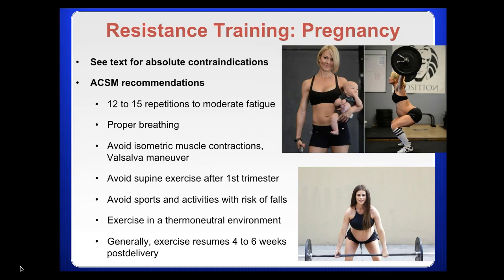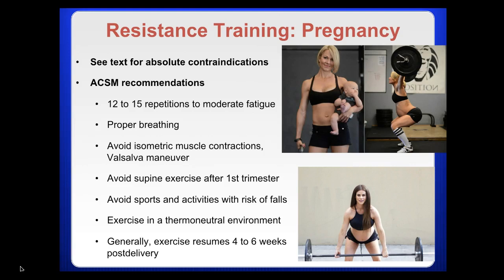You also want to avoid supine exercises after the first trimester. Women who are pregnant after the first trimester should limit or not at all lay on their back in the supine position, because the uterus falls back onto our blood vessels and stops the blood flow back to the heart. They also want to avoid sports and activities if there's a risk of falling, and make sure that the environment is thermoneutral. Once a woman has delivered her baby, she can go ahead and resume her exercises about 4 to 6 weeks post-delivery.